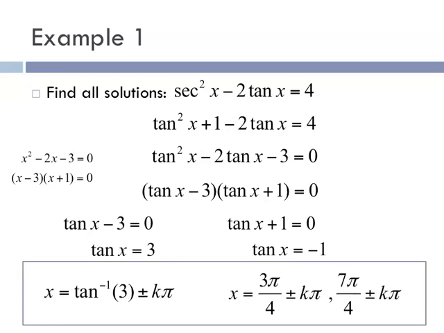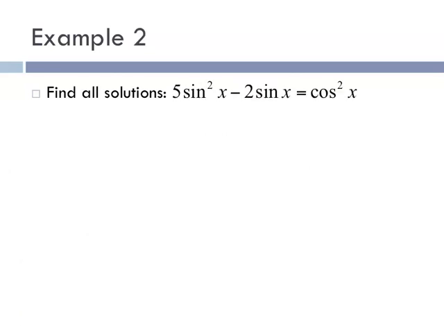Let's take a look at example 2. Find all solutions for 5 sine squared of x minus 2 sine of x equals cosine squared of x. So first things first, let's get everything in terms of just one trig function. I think for this one it would be easier if we changed everything to sine. That way we only have to change the cosine squared. So cosine squared, using a Pythagorean identity, would be 1 minus sine squared.